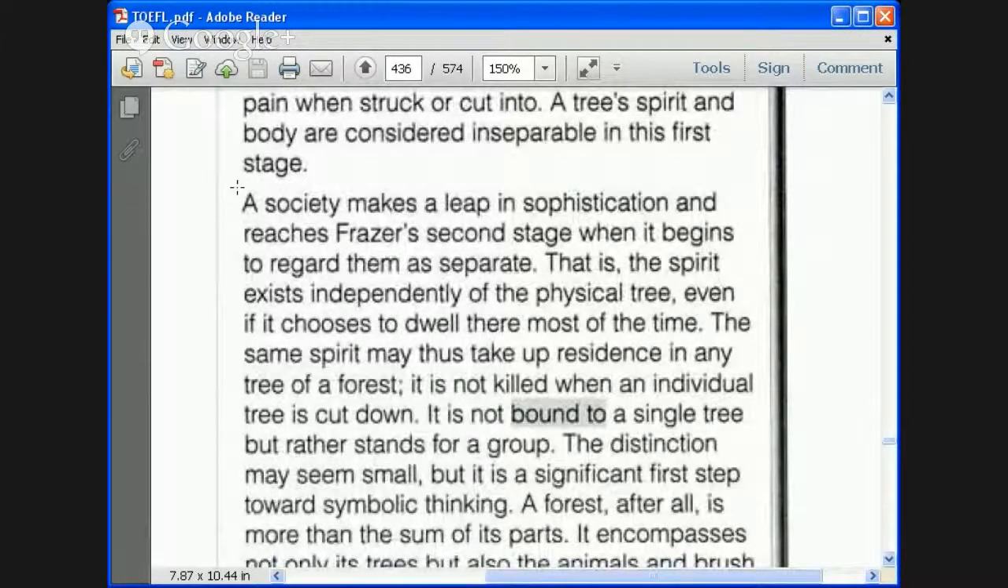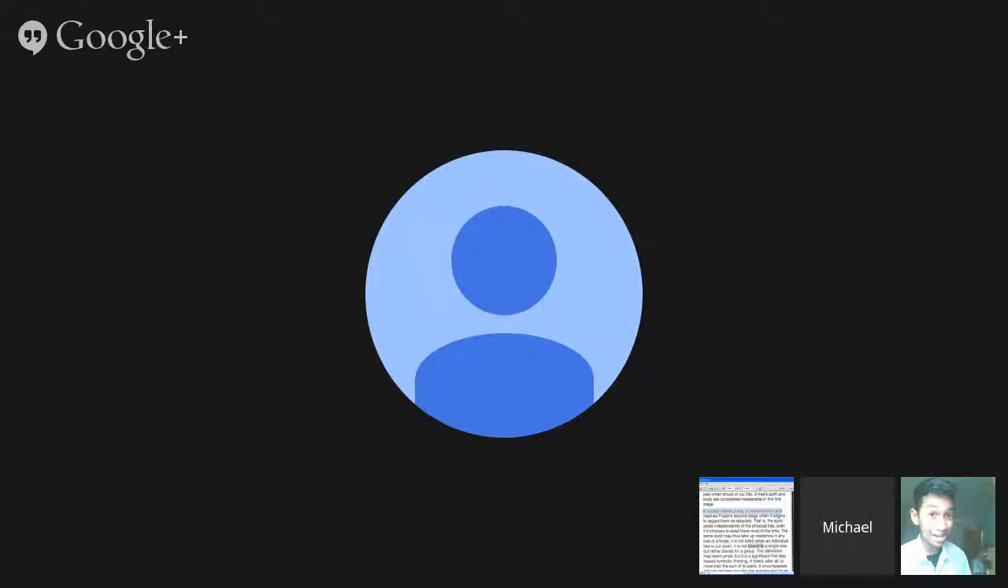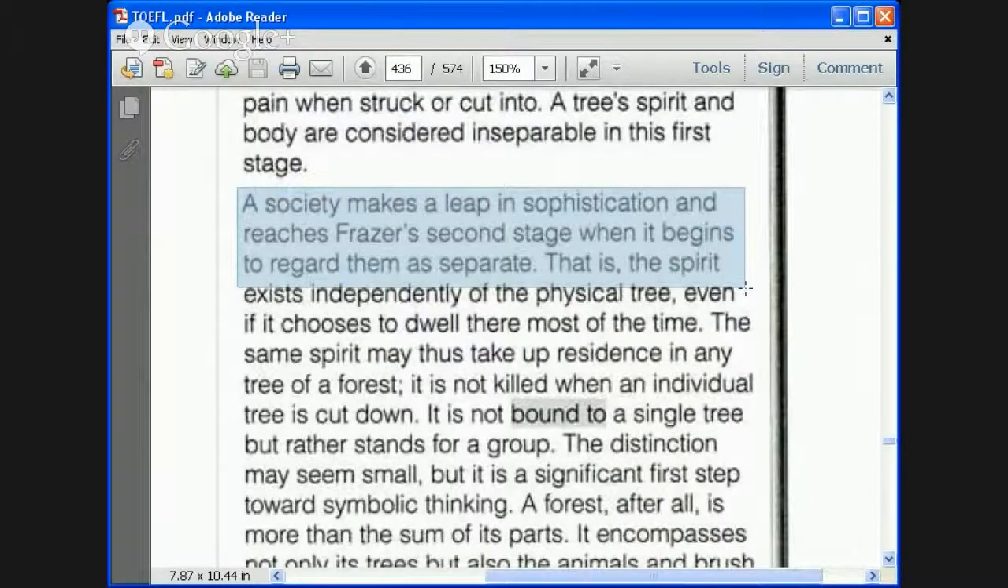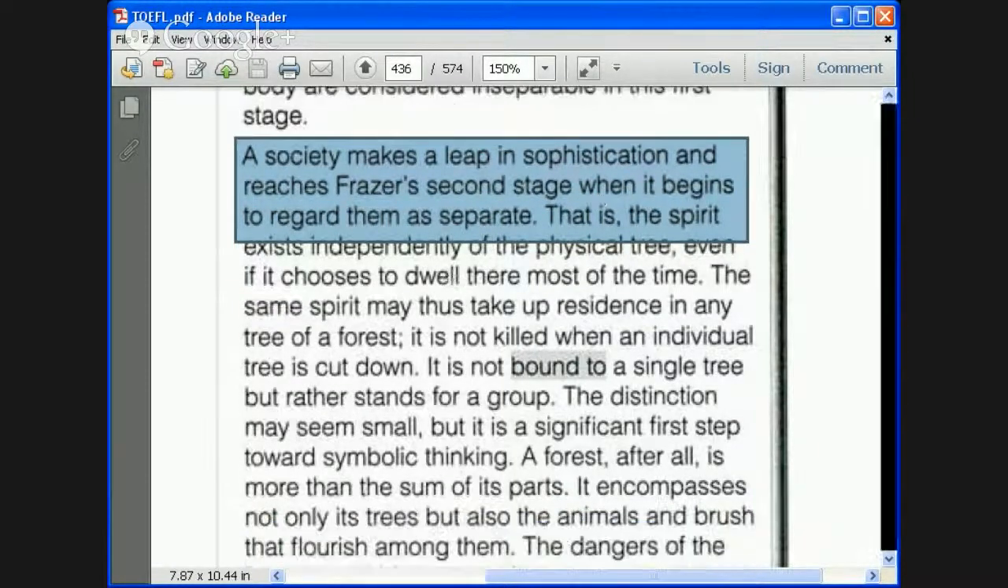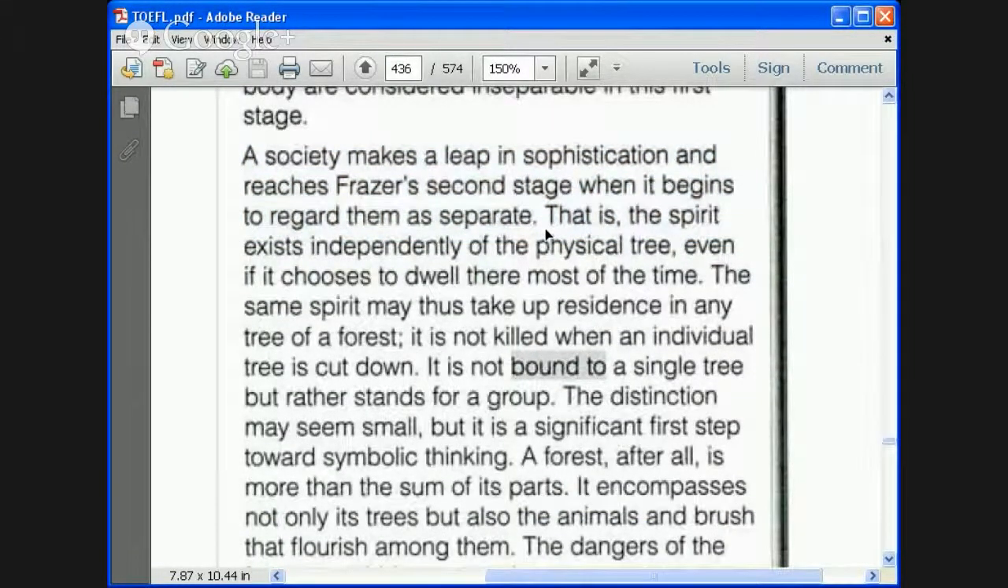Okay. It's about religion and trees. A society makes a leap in sophistication and reaches Frazer's second stage. Oh, here it is. Finally, I know first, second, third stages are going to be important. They always are, every time. When it begins to regard them as separate. What does he mean? I'm going to read a little further.